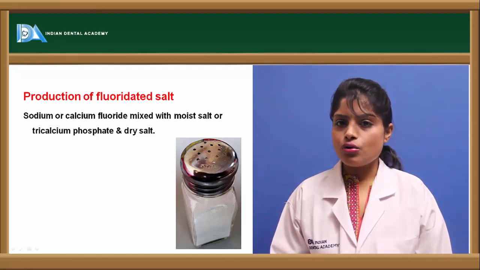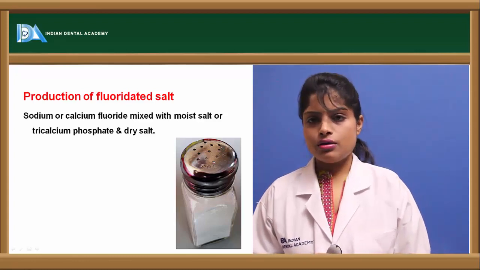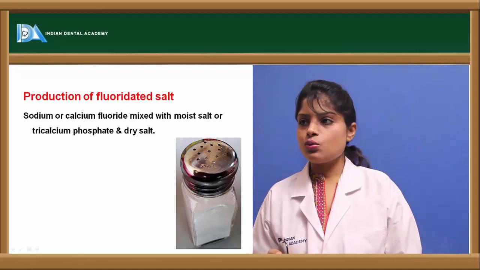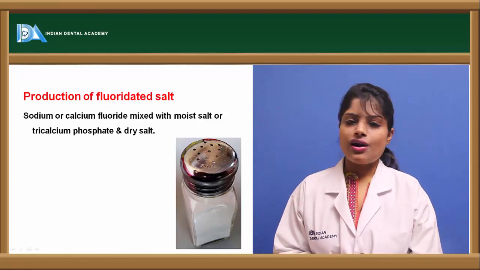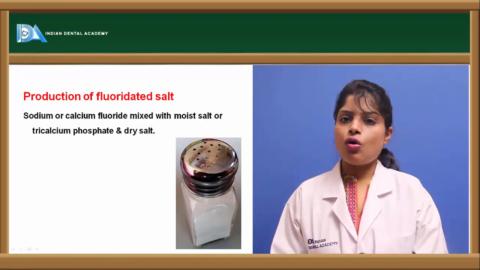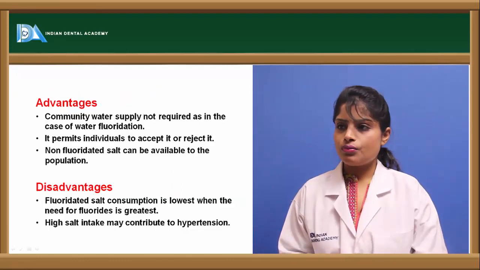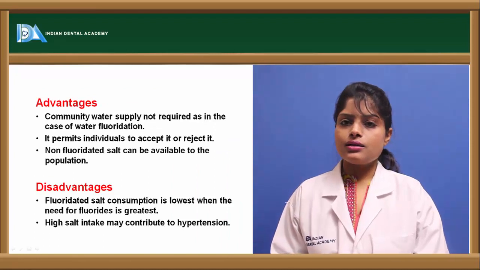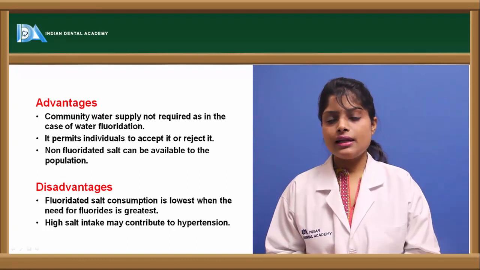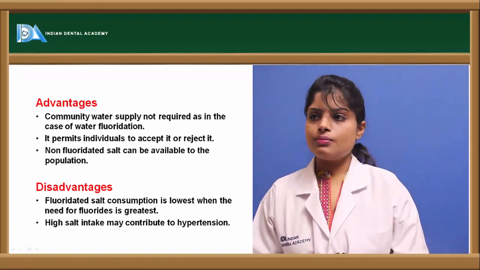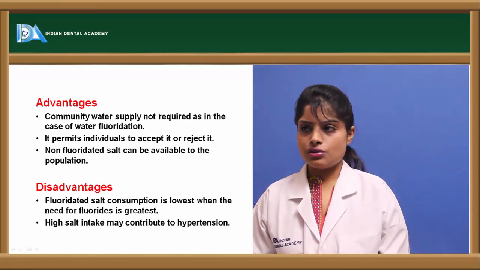The basic compounds added for salt fluoridation were sodium or calcium fluoride. The sodium or calcium fluoride was mixed with the moist salt, and tricalcium phosphate with the dry salt. Both were incorporated on a conveyor belt system. Various studies and scientists declared that there was a 39% reduction of caries in the salt fluoridation places. Now, there are certain advantages of salt fluoridation.